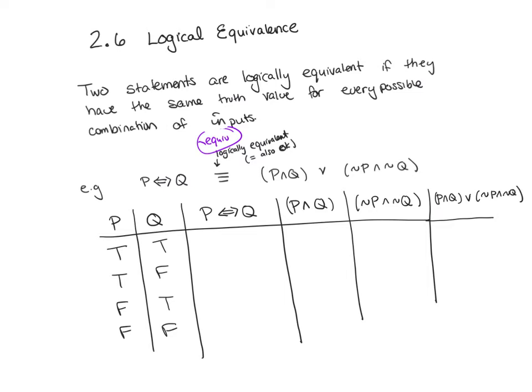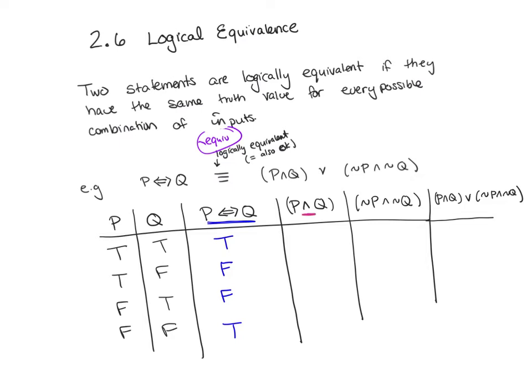Okay, so we've seen for P if and only if Q, the truth table has a true if they're both true or they're both false. Right, these statements have to be either true at the same time or false at the same time. If one is true and the other is not, then I get a false. Now we can go through and build up our other one.